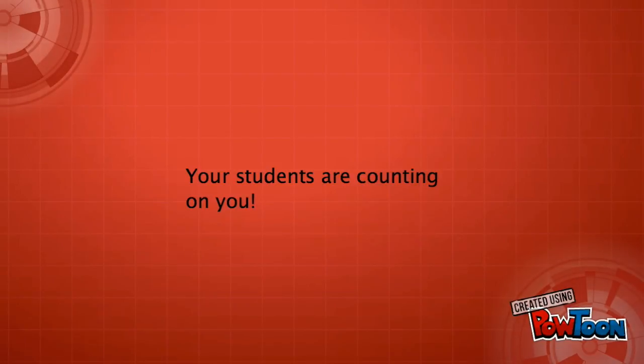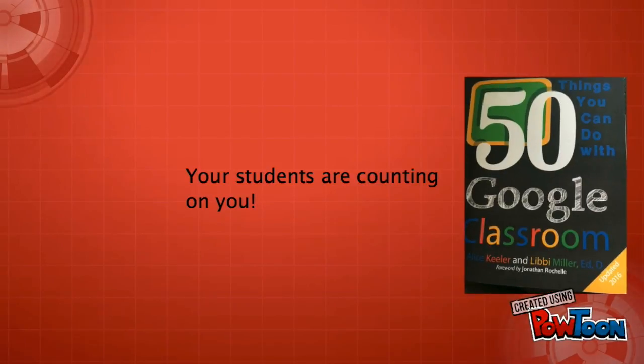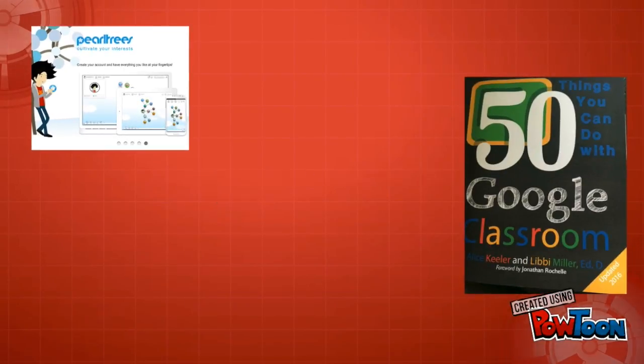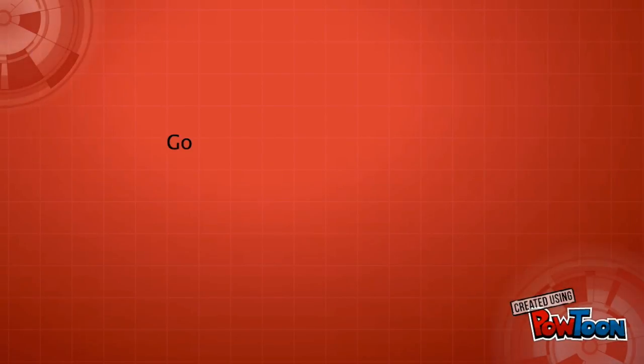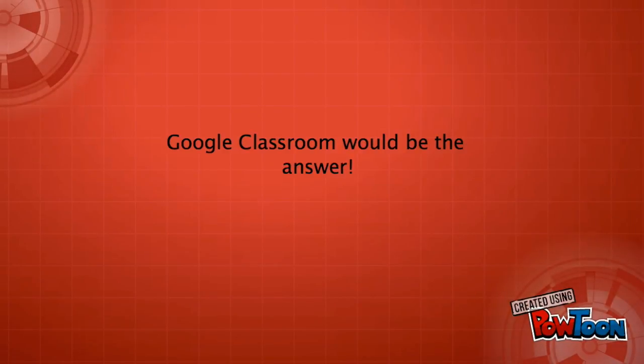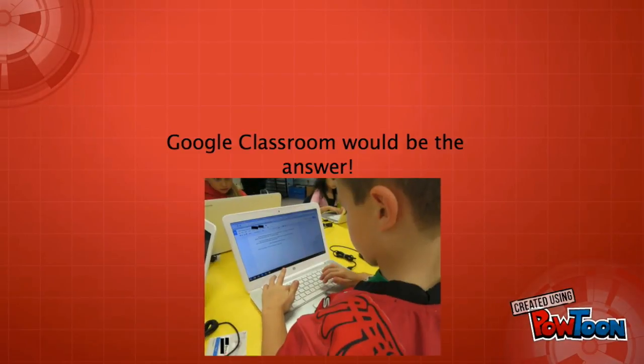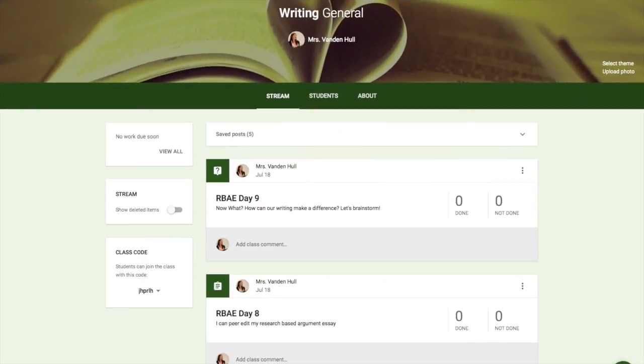My students were counting on me, so I had to come up with a plan. I researched, I looked at Google Classroom, I looked at Pearl Tree, and I decided that Google Classroom would be the answer. I would use Google Classroom to meet students' needs. After reading 50 things you can do with Google Classroom, I found a large amount of things that I can do with my writing class and my students.